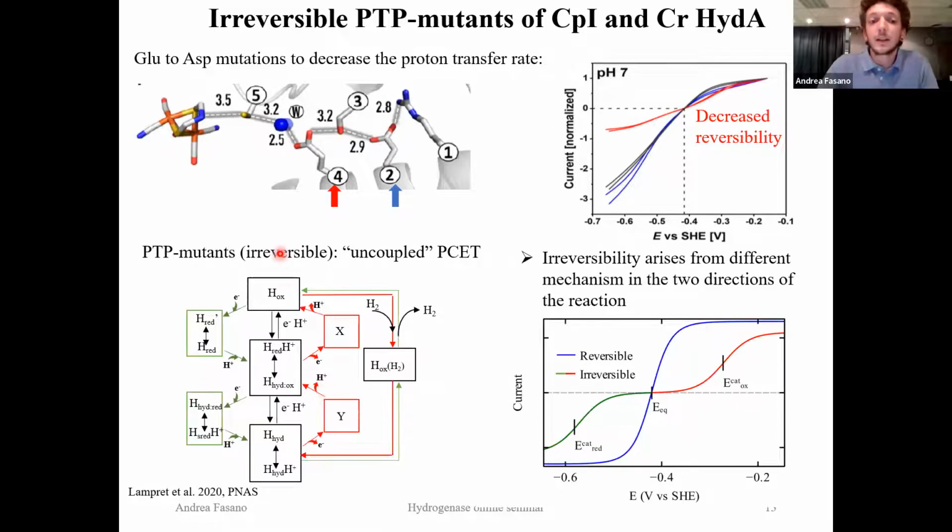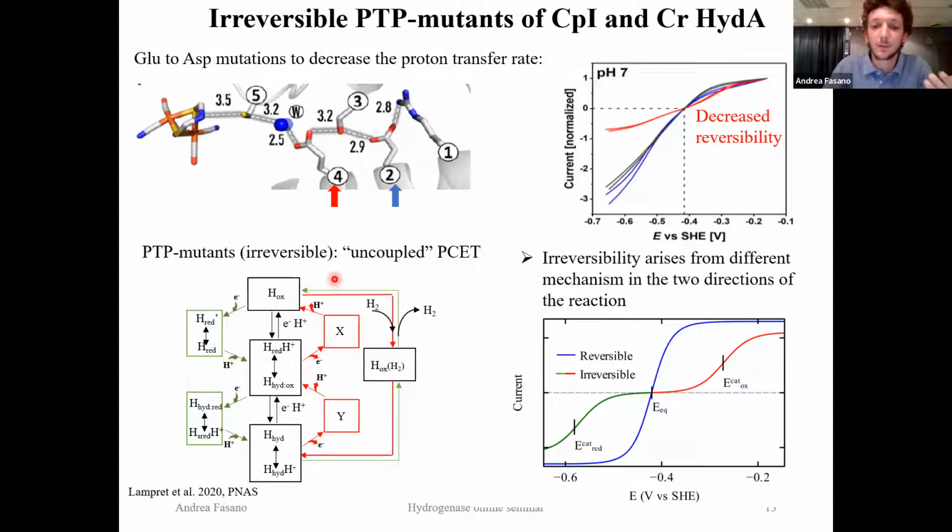To explain the increased irreversibility of the mutants of the proton transfer, it is proposed an uncoupling of this proton-coupled electron transfer, meaning that the decreased rate of proton transfer makes the proton not come anymore together with the electrons.